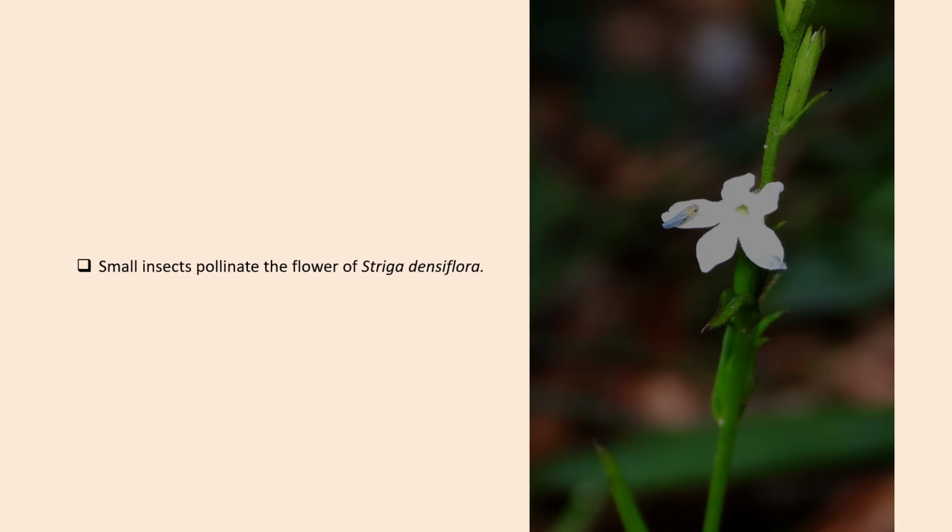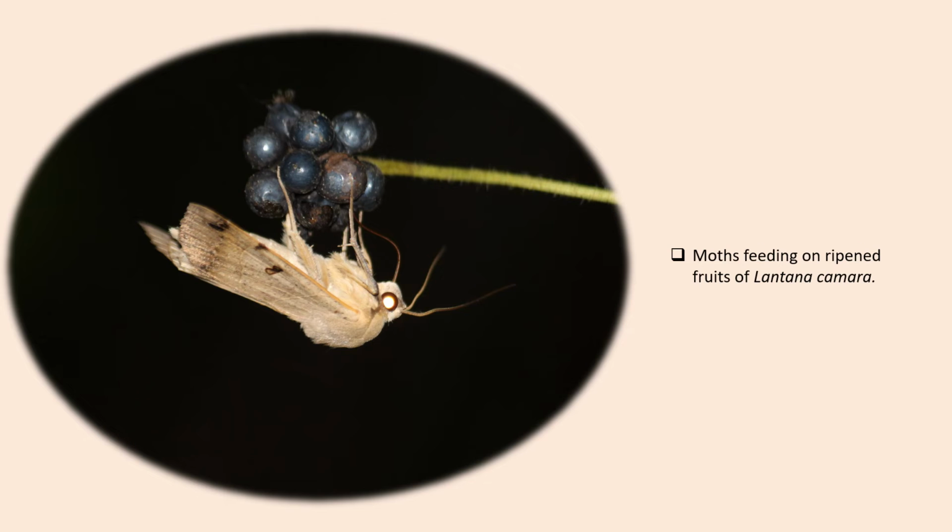This is the small insect that is pollinating the flower of a parasitic plant, Striga, and it's a very good observation for us. This is a photo of a moth feeding on the ripe fruits of Lantana camara. At night time also they are active, so at night time this photo was taken.